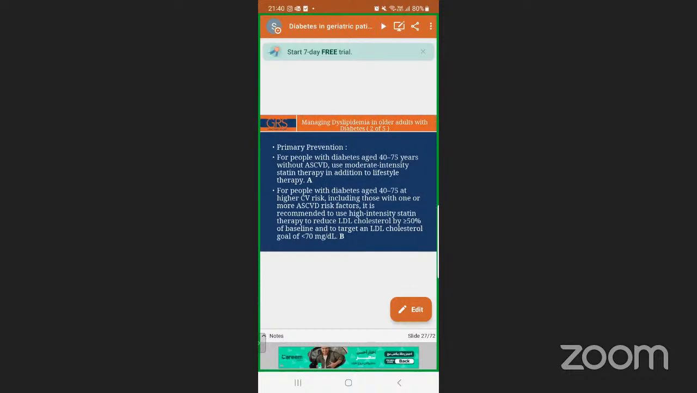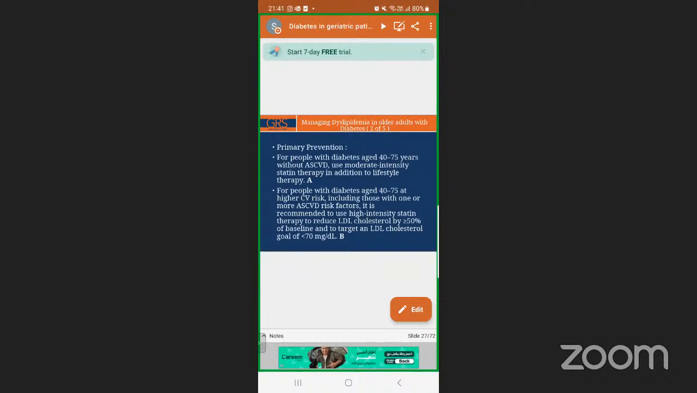As regards primary prevention, people with diabetes aged 40 to 75 years without atherosclerotic cardiovascular disease should use moderate intensity statin therapy in addition to lifestyle therapy. This is level of recommendation grade A.